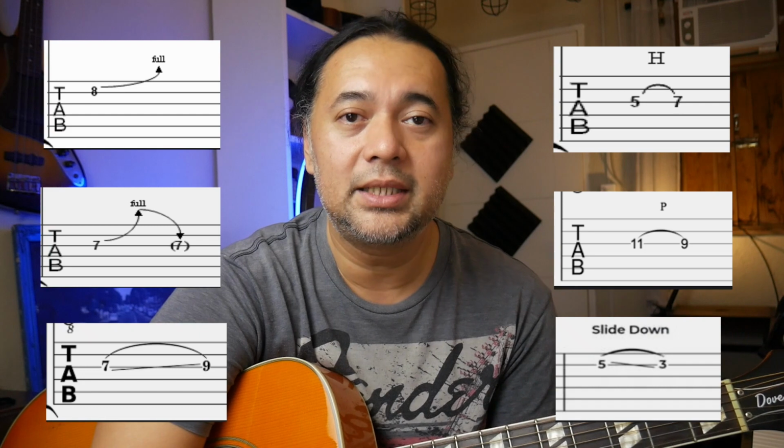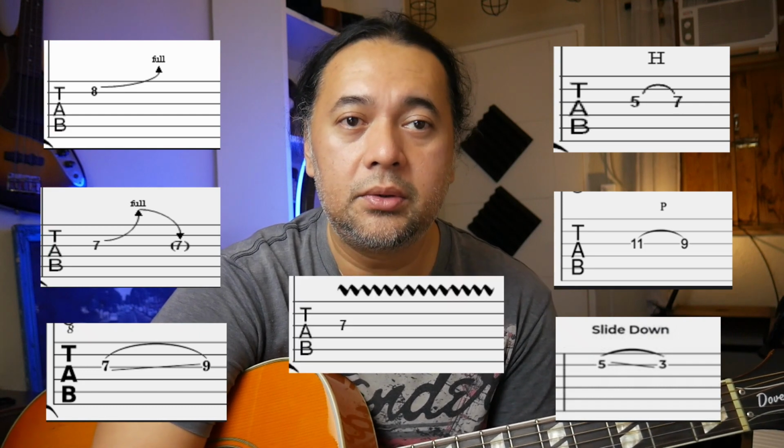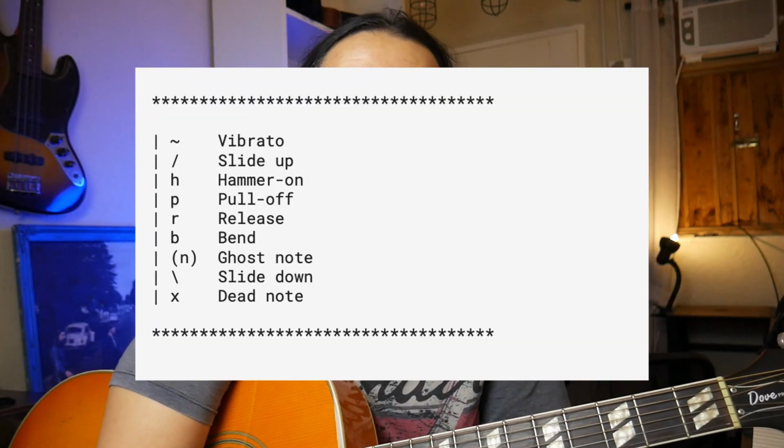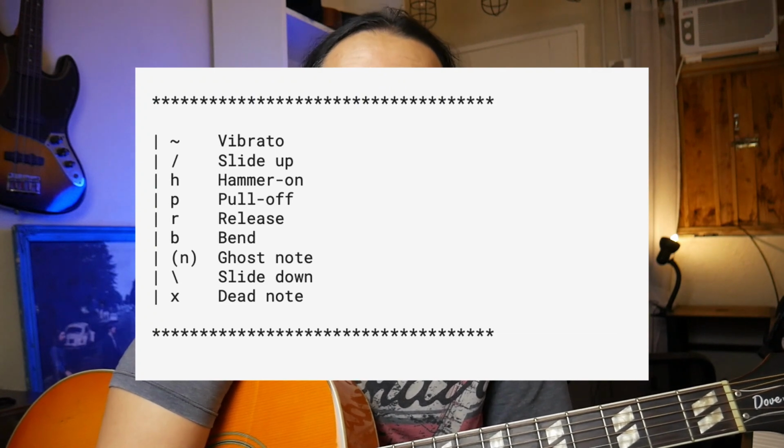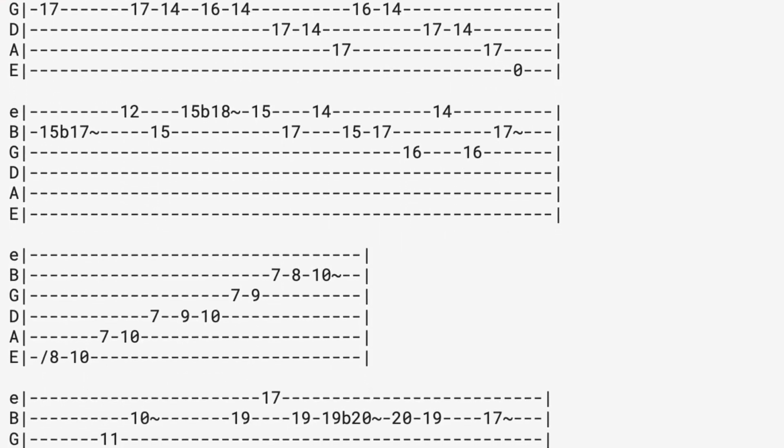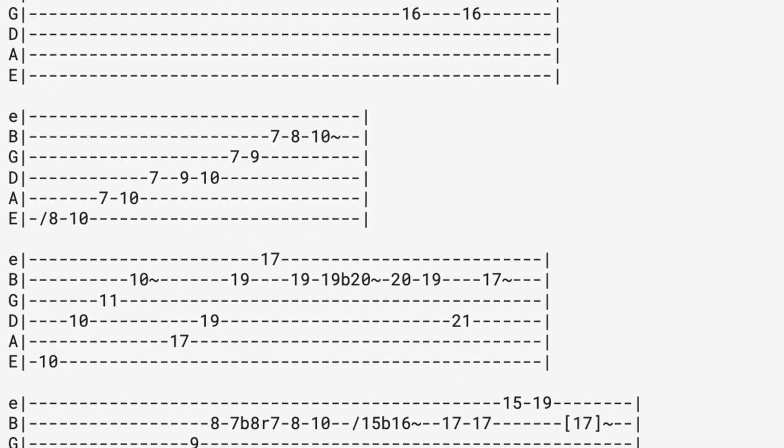In addition to numbers, tabs may also include other basic symbols for bends, bend and release, hammer on, pull off, slide up, slide down, vibrato, and tap right hand, pick downward strumming hand, pick upward strumming hand, and so forth. Always pay attention to the legend before you start playing to understand the meaning of those symbols. As you improve, you can find tabs with more complex notation and symbols.